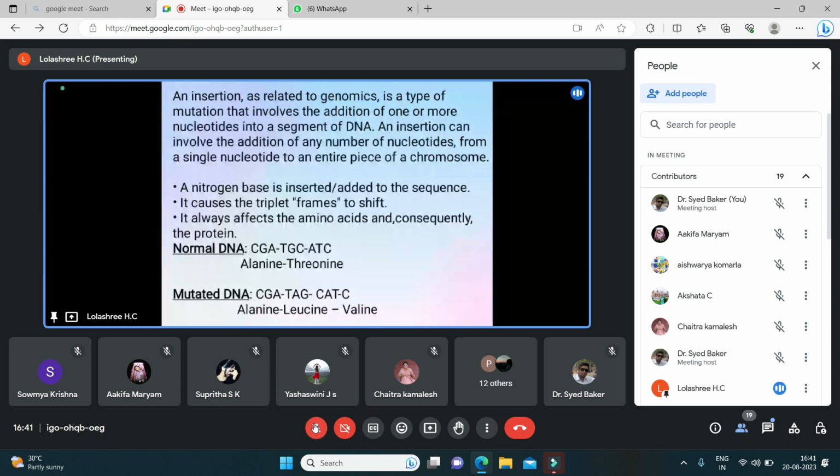In the normal DNA, CGA codes for alanine, TGC codes for threonine. In the mutated DNA, after the alanine, due to the insertion of A, meaning adenine, it changes to leucine.